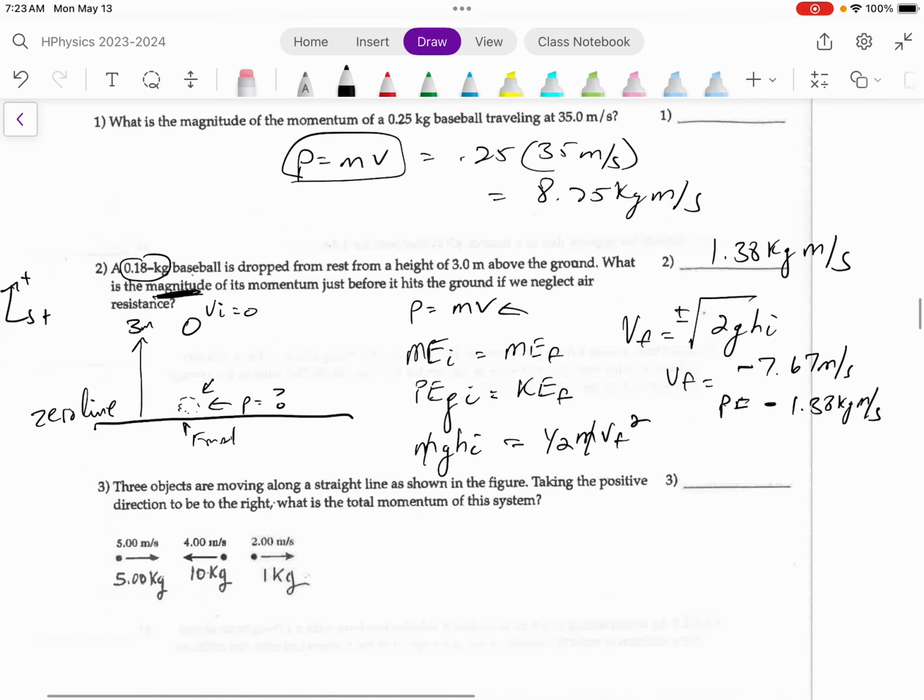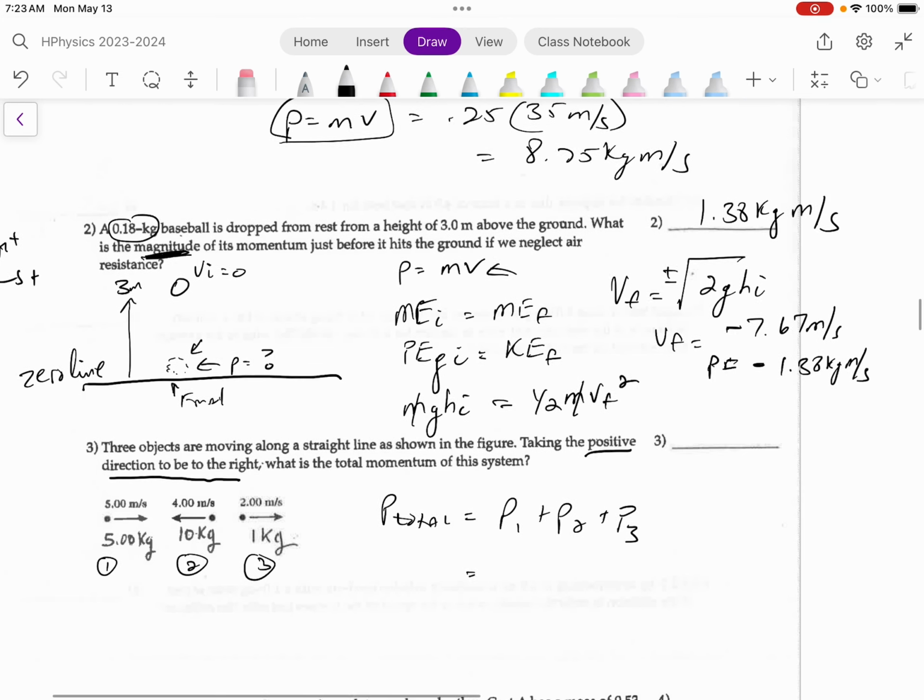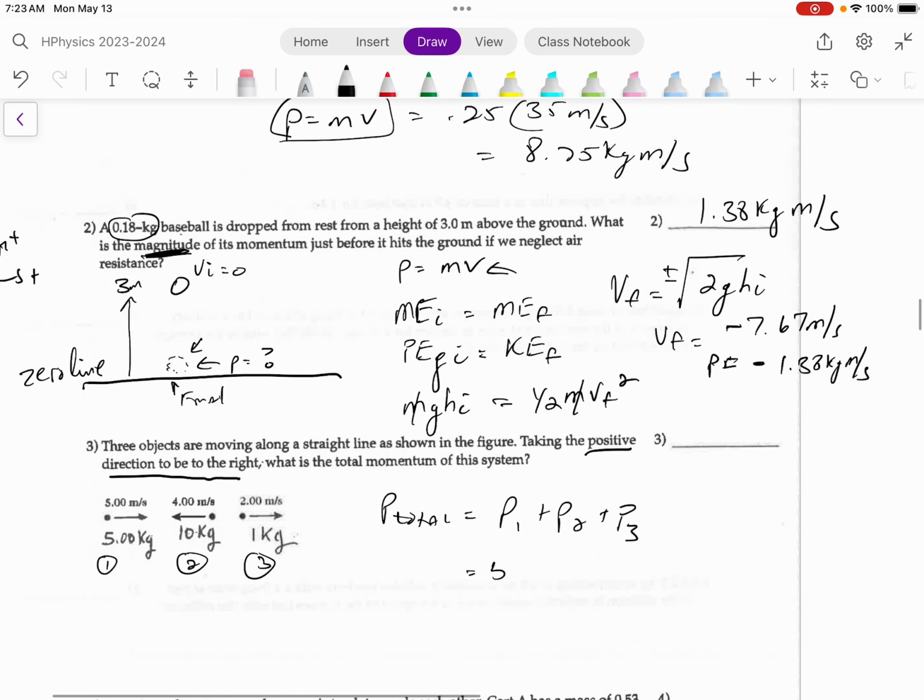All right. I want to know the total momentum of the system. I'll call these object 1, object 2, object 3. So momentum total is equal to momentum 1 plus momentum 2 plus momentum 3. Momentum 1 is, we'll assume, again, they told us that the positive direction is to the right. So momentum 1 is 5 kilograms times 5 meters per second.